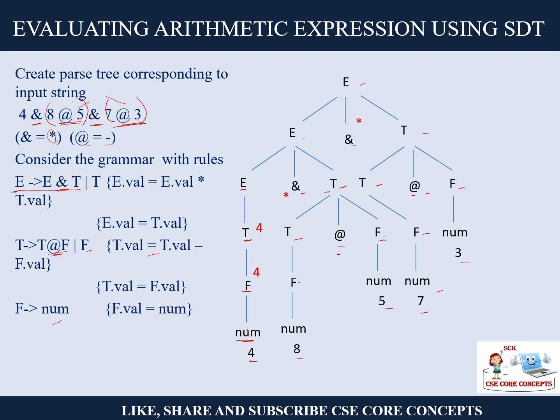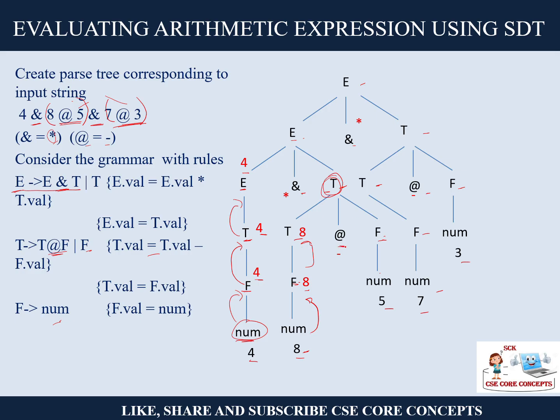Now let us go bottom up, right? 4, number gets reduced to F, same value. F gets reduced to T, same value. T gets reduced to E, so same 4. But here it will not be 4 because there is some operation. So let us find out this value first to perform this operation. So this is your 8. Okay, 8 will get reduced to F, 8. F reduced to T, 8. Here the value cannot be 8 because this value depends on this operation.